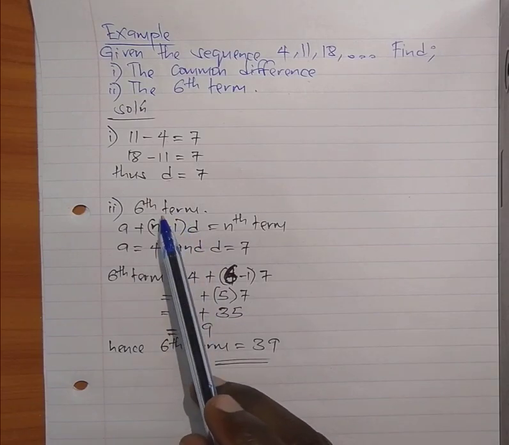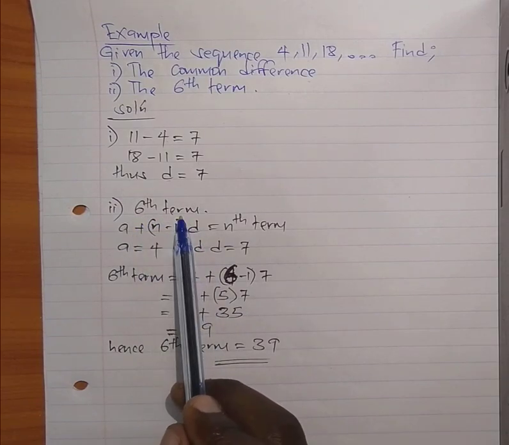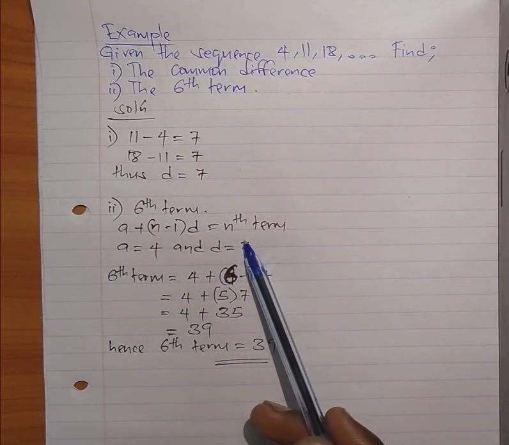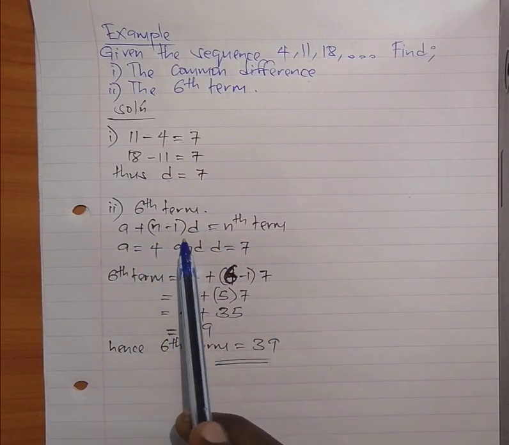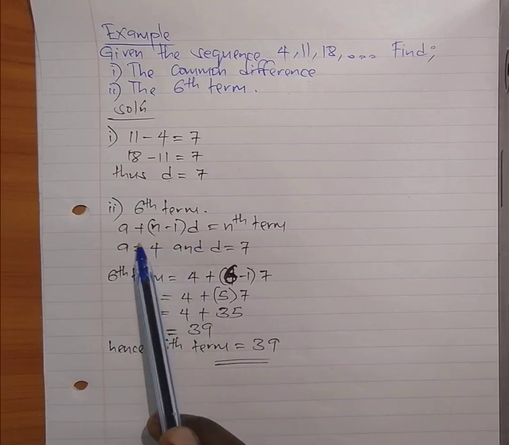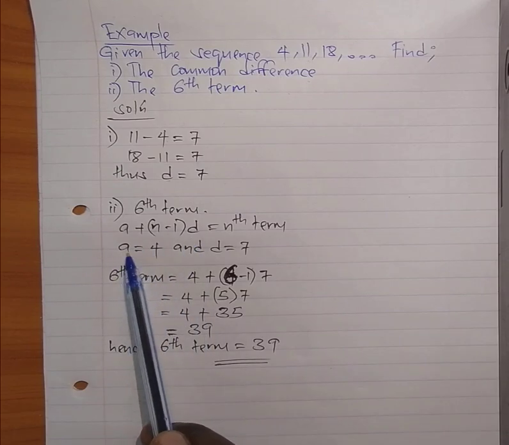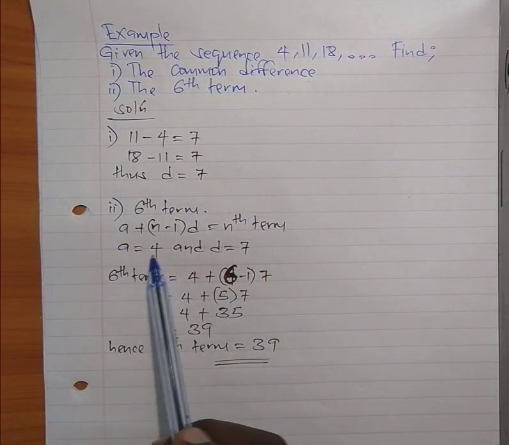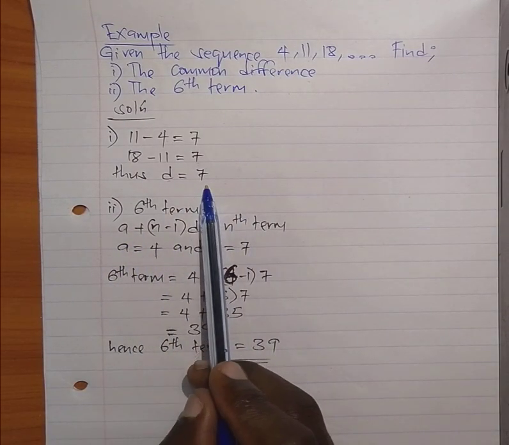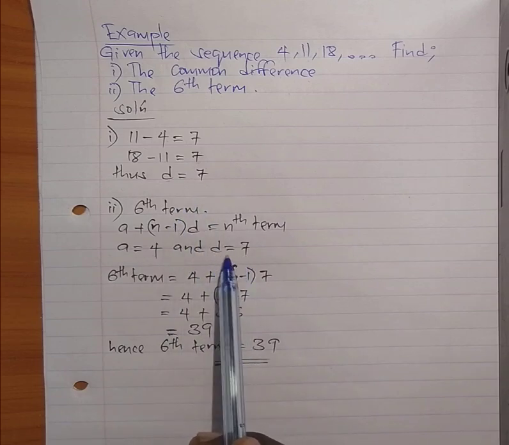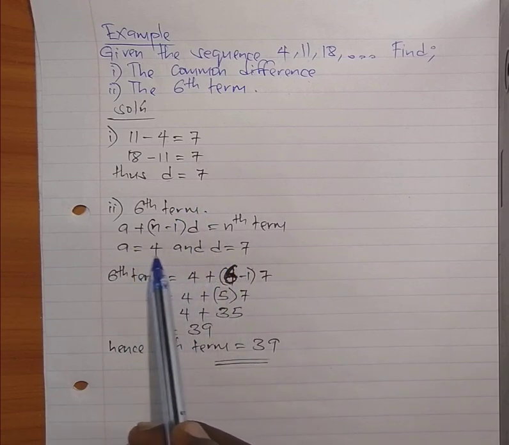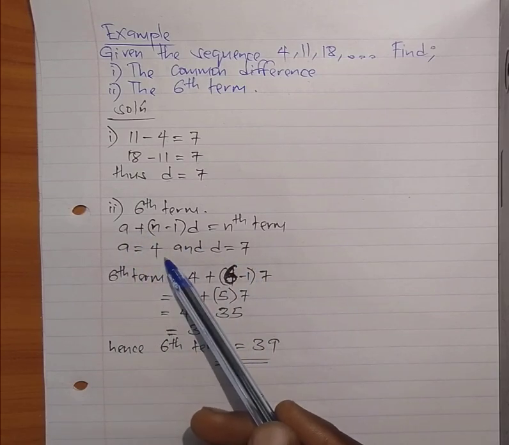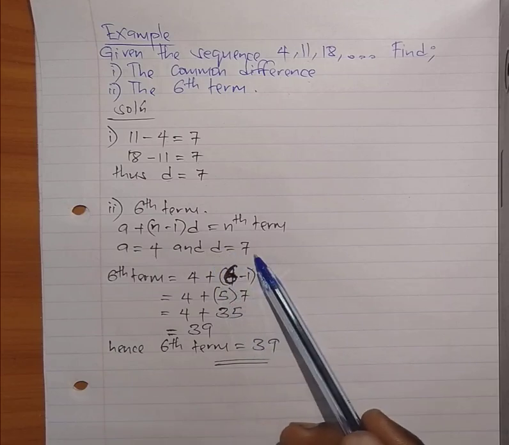And then we move to the 6th term. You remember the formula which we had? We had said that the nth term is given by a plus n minus 1 d. So we are going to take our a, which is the first term. In our sequence here, the first term is 4, so our a is 4. And the common difference we have worked out, d, is 7. And then we write them in the formula. Where we have a, we replace it with 4. Where we have d, we replace it with 7.